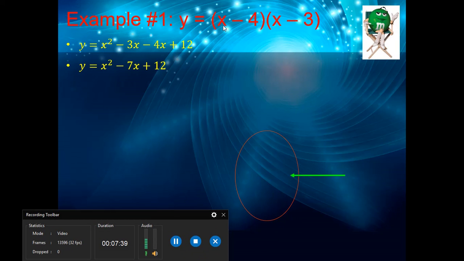And up at the top, once I distribute, these are the 4 terms that I get, and the 2 middle terms will simplify. So now we have y equals x squared minus 7x plus 12. I'm going to go ahead and put this into my iPad. You should do the same. Remember, you can pause the video if you want to do it ahead.